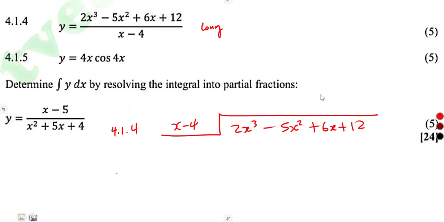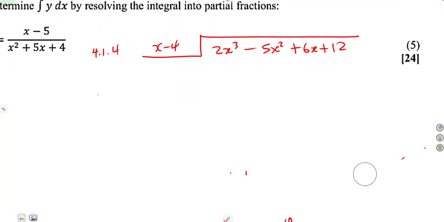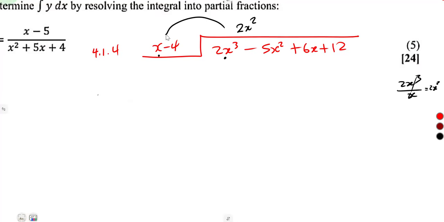So division, guys, like I said before, you always divide the first term by the first term. So it's 2x cubed divided by x, which is 2x squared. So that's 2x squared. You multiply back. 2x squared multiplies everything that we have here in the bracket.